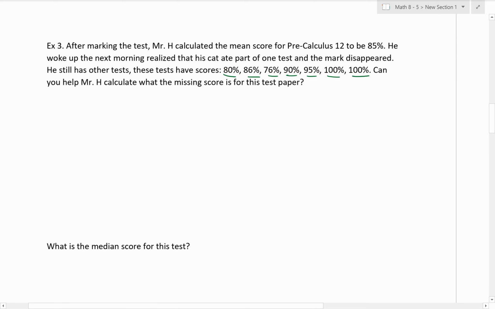One test was missing, right? The test score for one test was missing. So in total, there are 8 tests. There are 8 tests in total. Now it says the mean score is 85%.